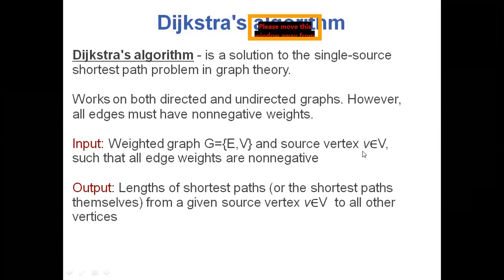So we have the source vertex v, where capital V indicates the set of vertices and small v indicates the source vertex. Output: lengths of shortest paths, or the shortest paths themselves, from a given source vertex v belonging to V to all other vertices. That is, lengths of shortest paths.